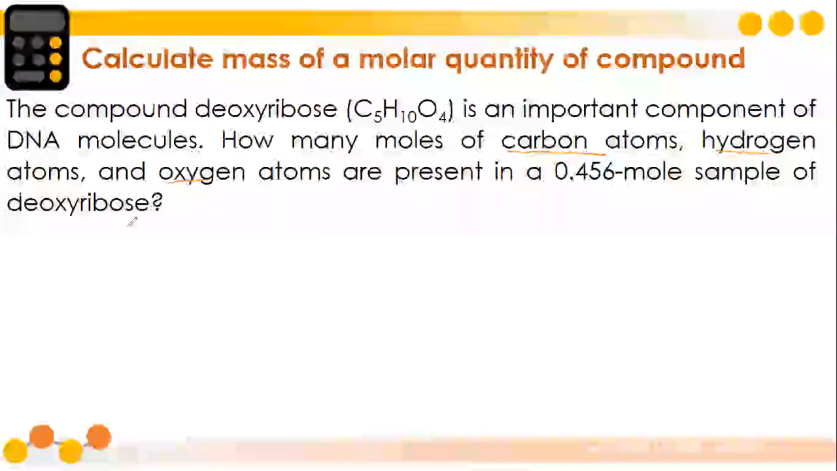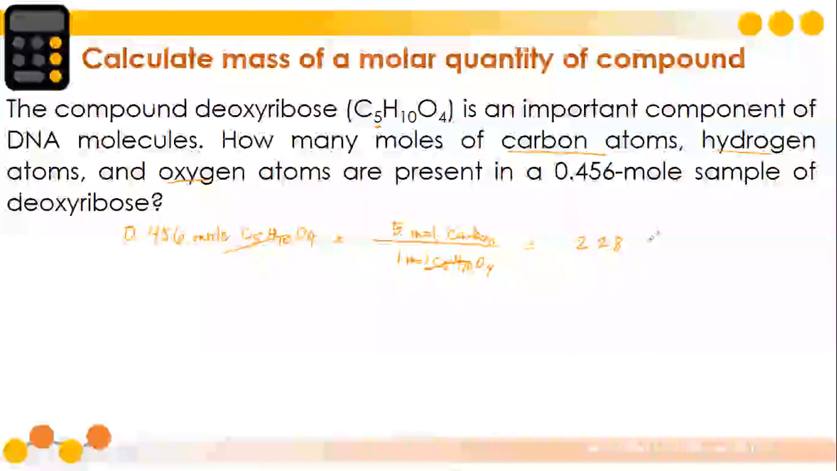First, we need to write the given, which is 0.456 moles of deoxyribose, or C5H10O4, and then multiply it by the number of carbons in the given compound. So we have the subscript 5 for carbon, so we only need to multiply it by 5 moles of carbon. Then proceed with multiplying using your calculator. Our answer here should be 2.28 moles of carbon. This should be our final answer. And then you can proceed with the rest.